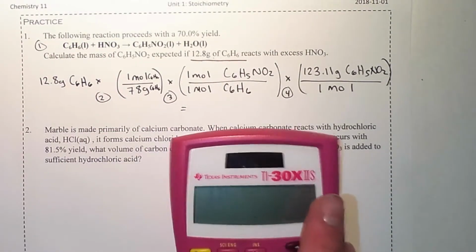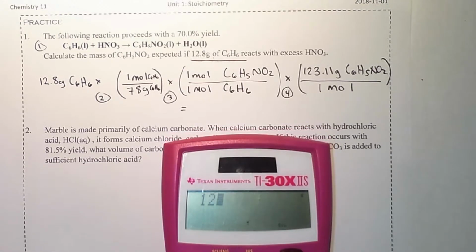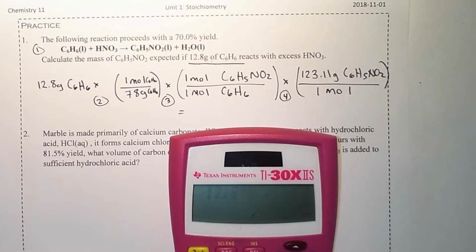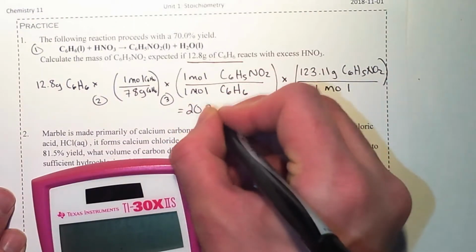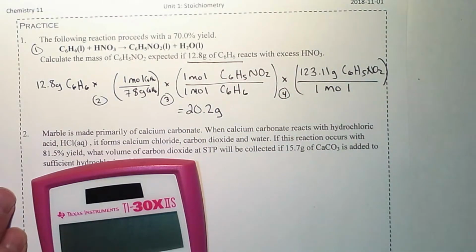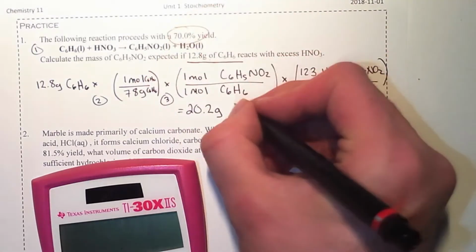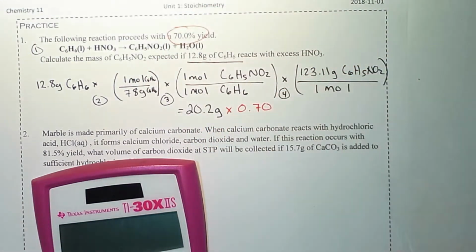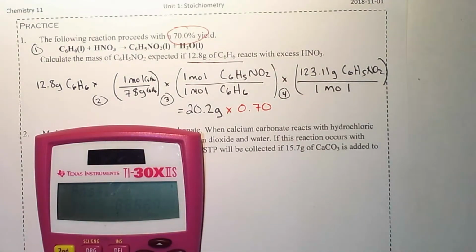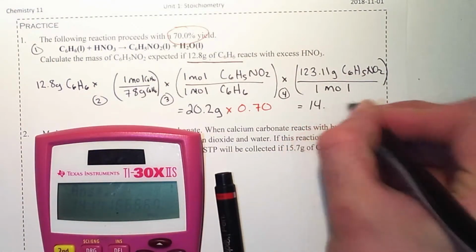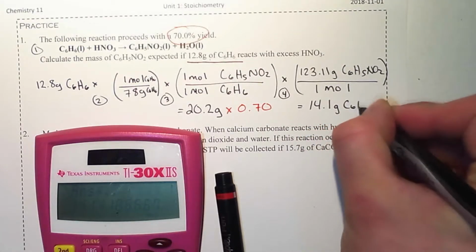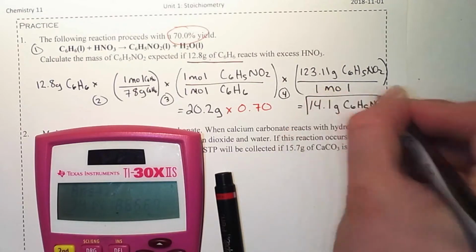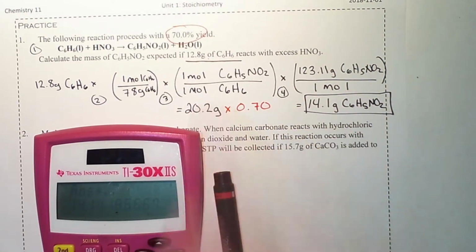So we go through 12.8 divided by 78 times 123.11 is 20.2 grams. It's only a 70% yield, so we multiply by 0.70 or 70% in decimal form. There's our answer. So this would be 70% of the expected product at 20.2 grams.